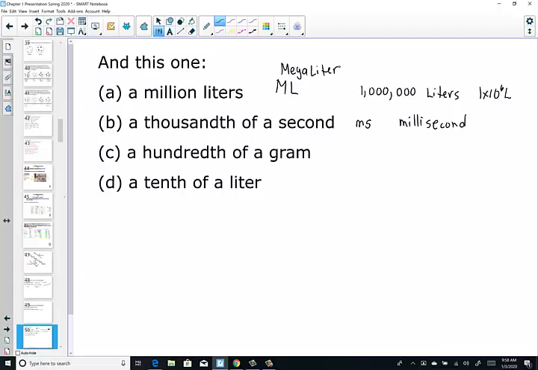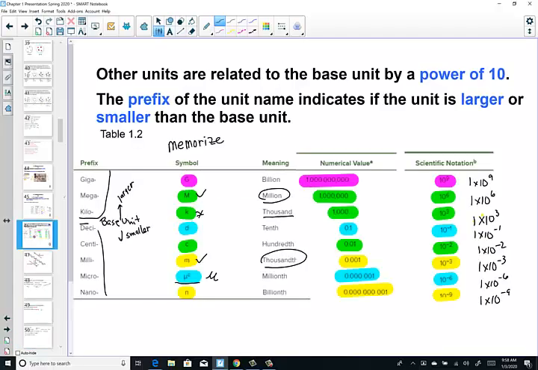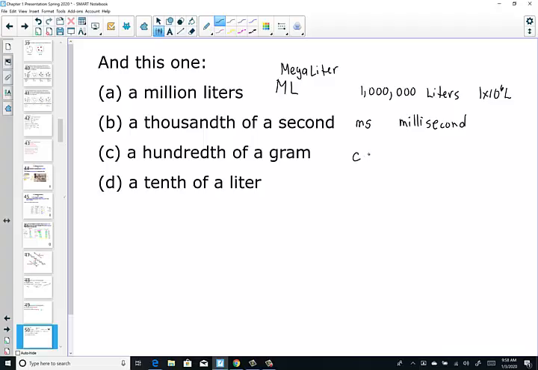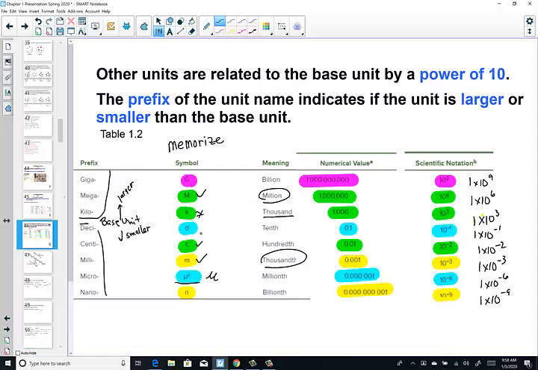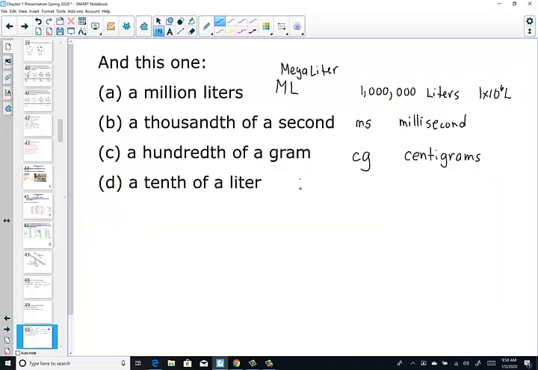How about 100th of a gram? And again, as we're working to memorize, 100th has this prefix centi. Centi represents 100th of the base unit. So we would have a centigram. And let me write it out just as practice for what to say when we see the symbols. A centigram. And 1/10 of a liter. We see the prefix tenth as deci. That's a lowercase d. And so a deciliter would have a lowercase d and a capital L.